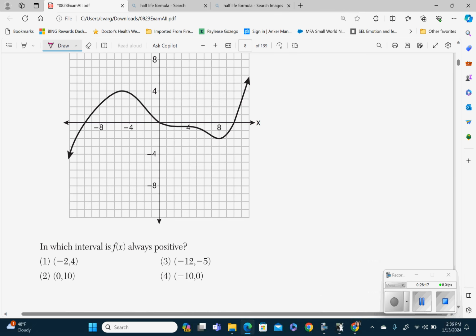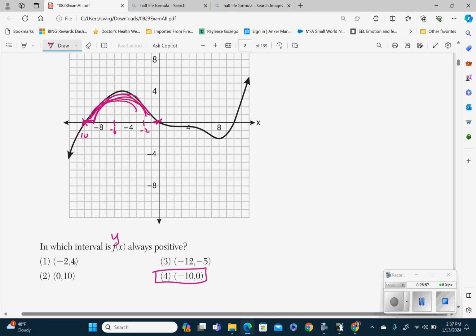All right. In which interval is f of x always positive? So f of x is my y. So it's basically asking you where is y positive. Here's my y from here to here. So negative, let's see what this is. This is negative 2. This is negative 6. This is negative 10. So from negative 10 to 0, my y's are positive. See that? This is where my y's are positive. So negative 10 to 0.